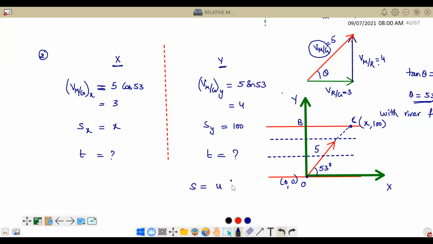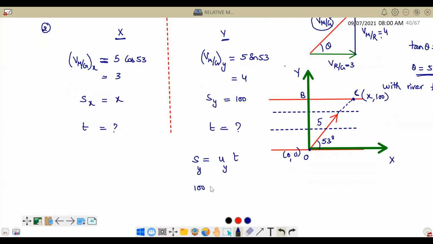S is equal to u t, in the y direction. So 100 is equal to 4 times t. So t is equal to how much? 25 seconds. Correct? And once you get time t, then s is equal to u t in the x direction. S is equal to ux, which is 3, into time 25. So that is equal to how much? 75. Are you able to understand? Is it clear?